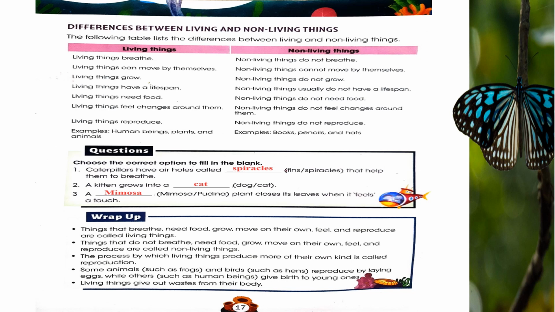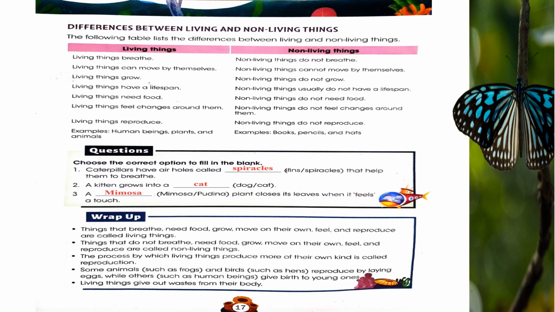Living things have a lifespan, but non-living things usually do not have a lifespan. Living things need food, but non-living things do not need food. Living things feel changes around them, but non-living things do not. Living things reproduce, but non-living things do not reproduce. Examples of living things are human beings like us, plants and animals. Examples of non-living things are books, pencils, hats and so on.